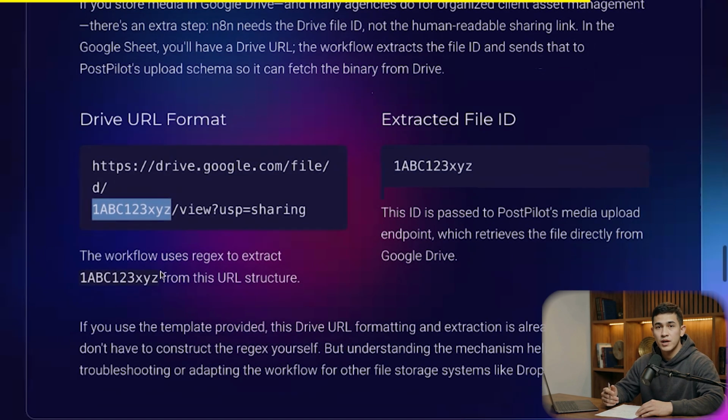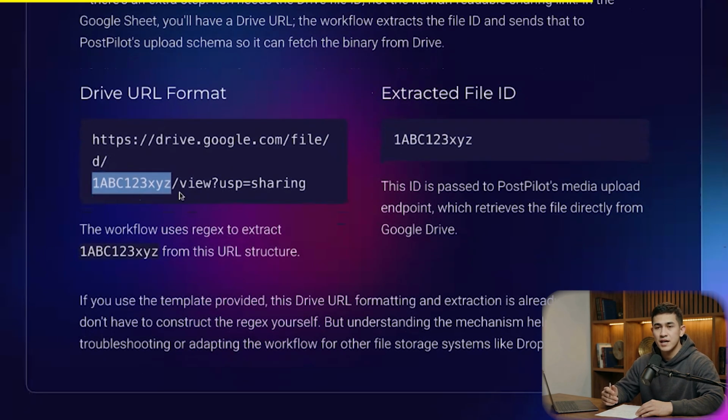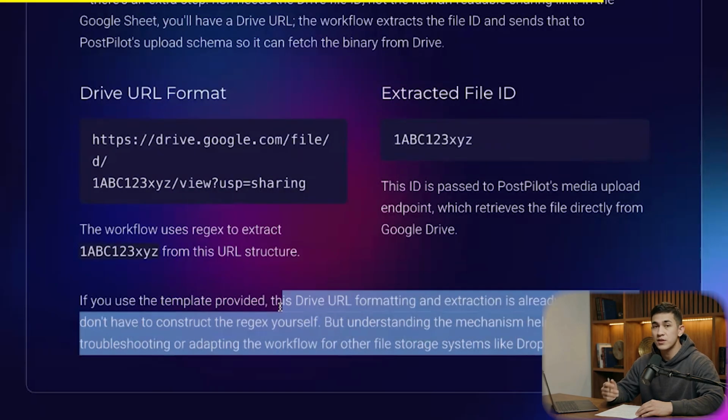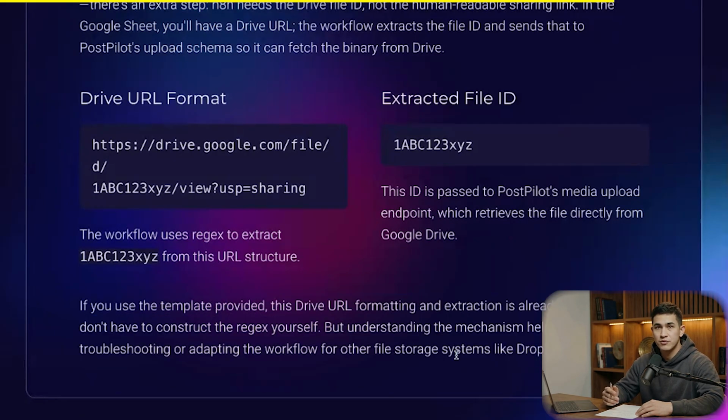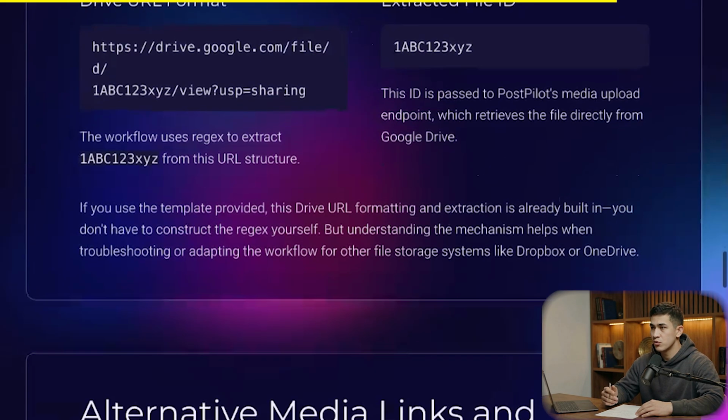So this is what the URL looks like, and this is the extracted file ID. It's this. So this is the extracted ID in the URL link that they'll need. So if you use the template provided, the Drive URL formatting and extraction is already built in. You don't have to reconstruct the regex yourself. But understanding the mechanism helps when troubleshooting or adapting your file storage systems like Dropbox or OneDrive.